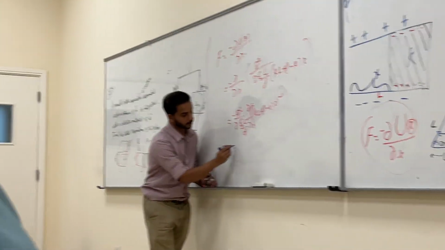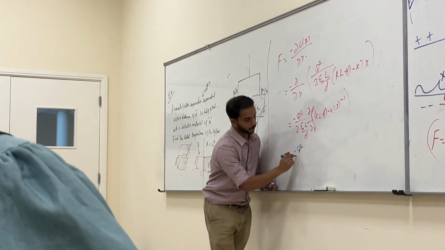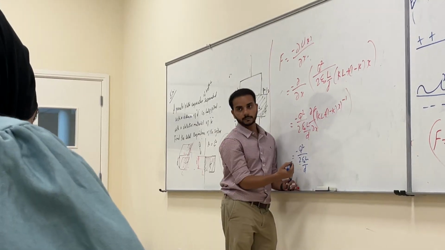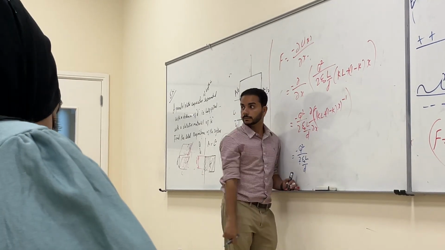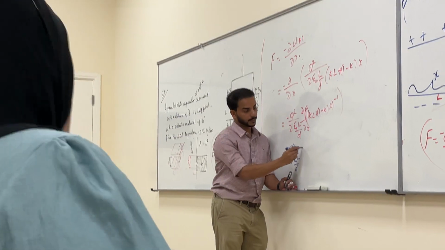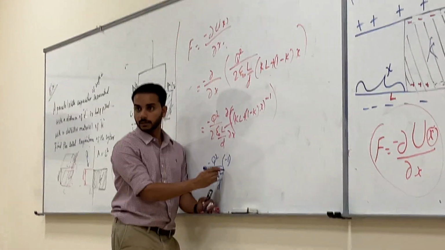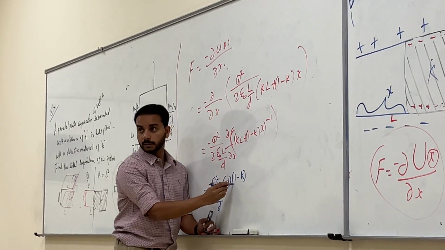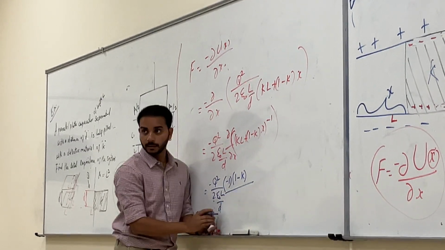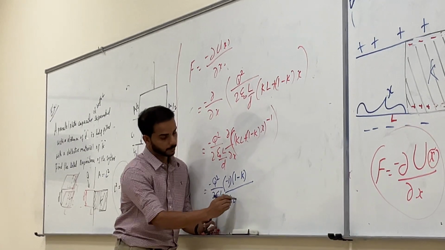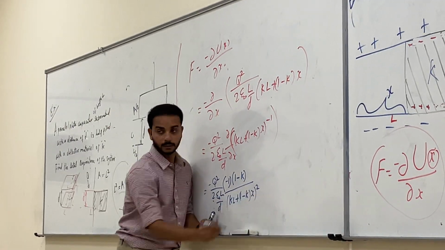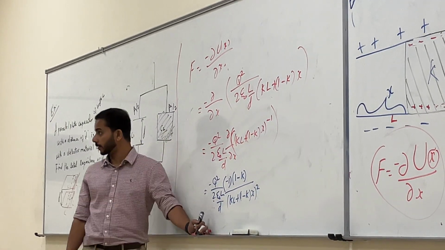So you just take the differentiation. So minus Q squared over 2 epsilon 0 L over D. What is the differentiation of this function? Minus 1, into (1 minus K), divided by (KL plus (1 minus K) x) squared. Am I right or wrong?